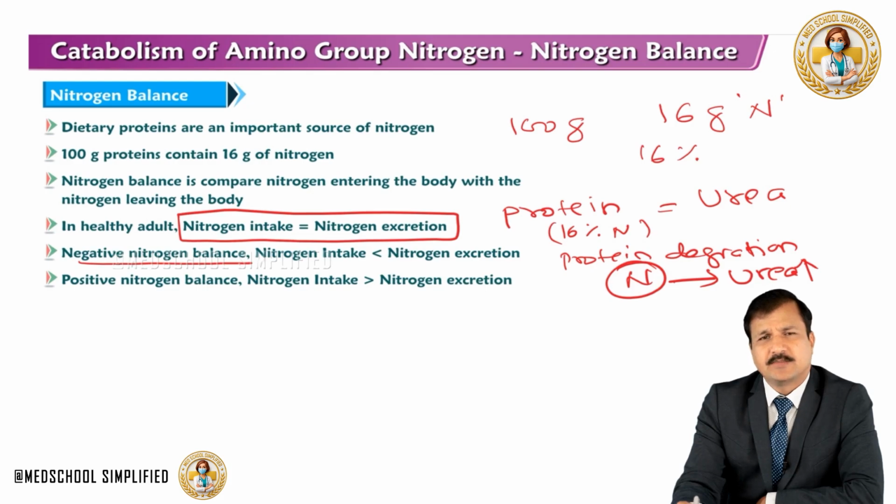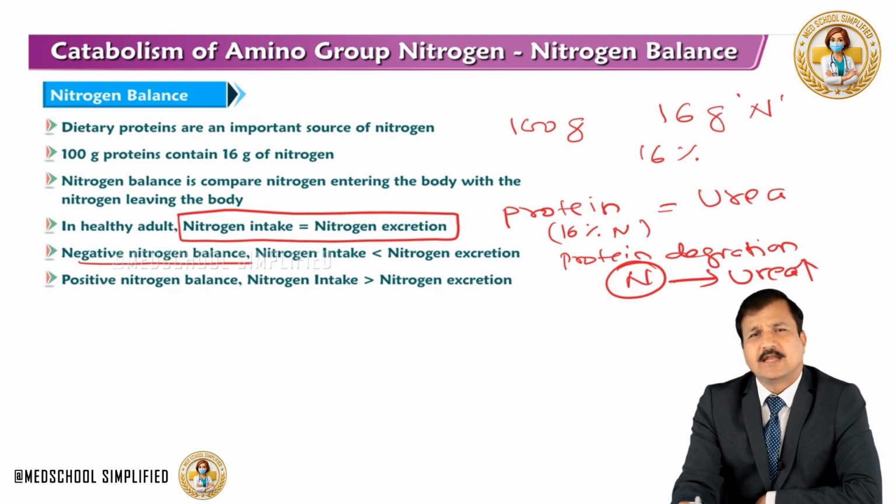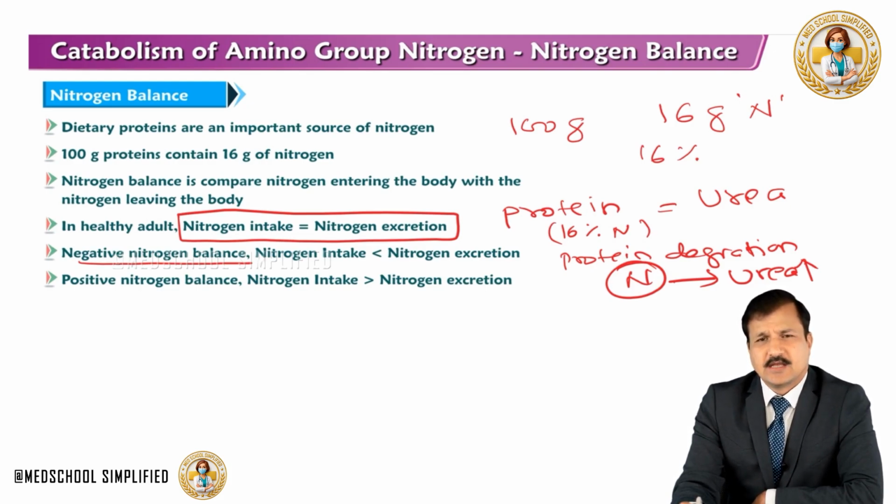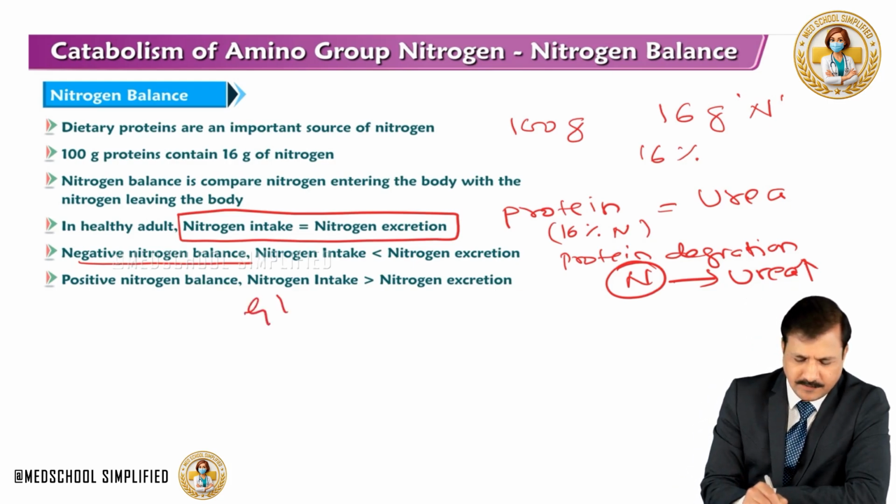Negative nitrogen balance conditions are generally seen in catabolic states, like chronic diseases or starvation, where there is an increase in catabolic hormones like glucagon or cortisol.